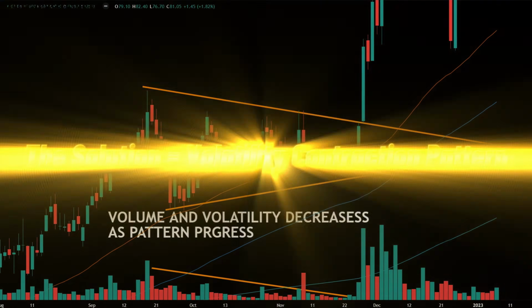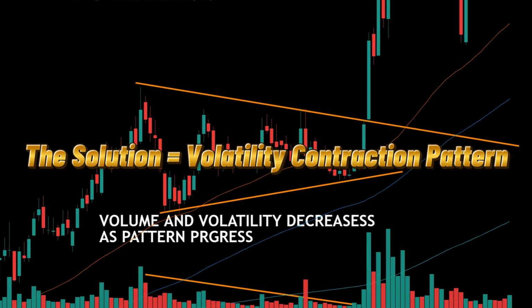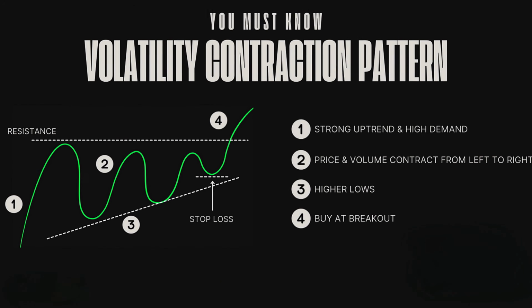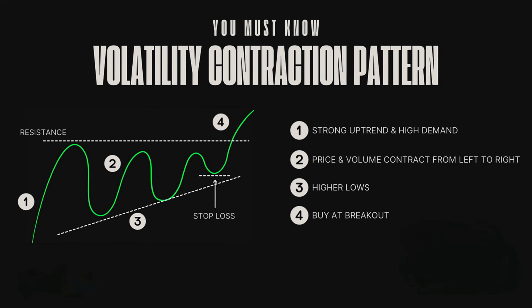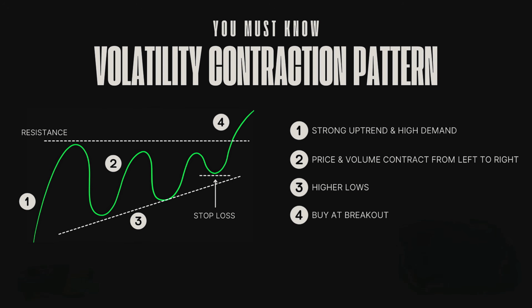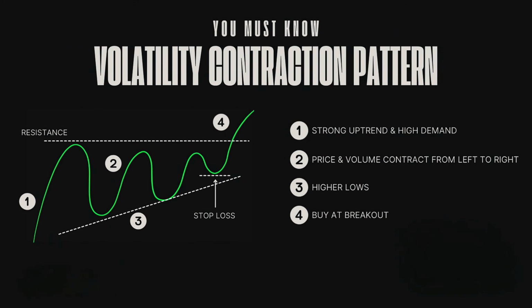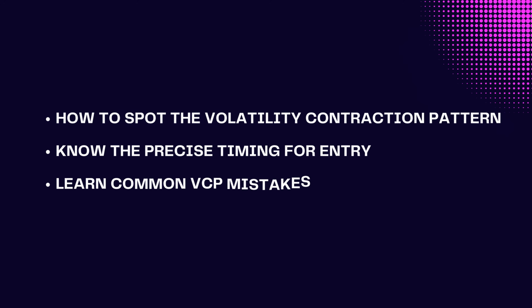Today, we're diving deep into the Volatility Contraction Pattern, or VCP, a powerful tool used by some of the most successful traders in the market. Whether you're a beginner looking to improve your trading strategy or an experienced trader struggling with timing your entries, this step-by-step breakdown will show you exactly how to identify and trade this high-probability setup. By the end of this video, you'll understand how to spot these patterns forming, know the precise timing for entries, and most importantly, learn how to avoid the common mistakes that trap most traders.